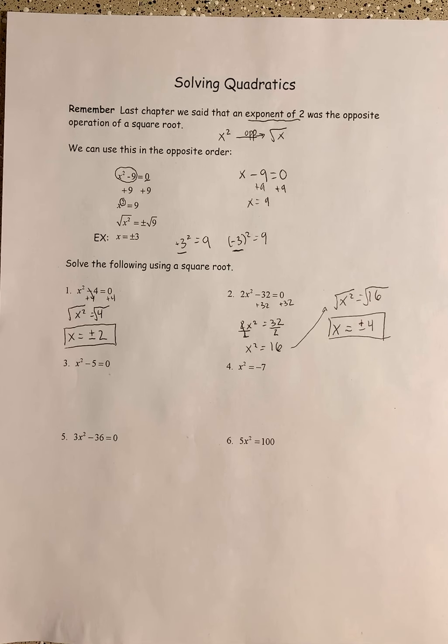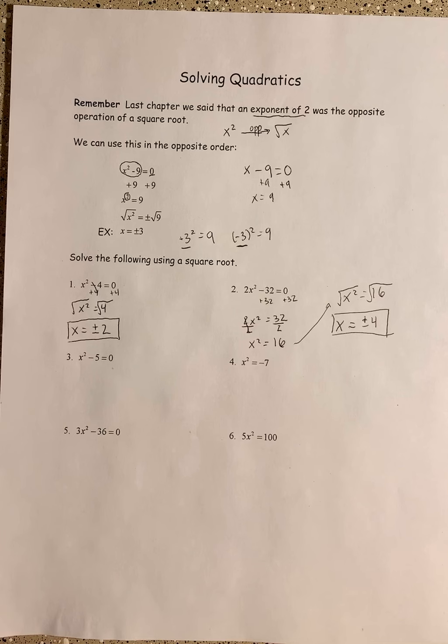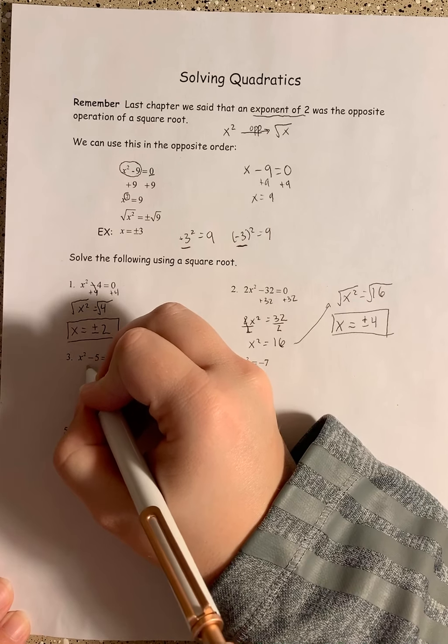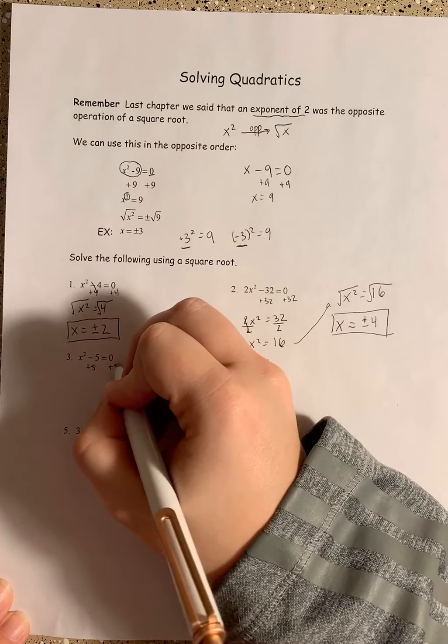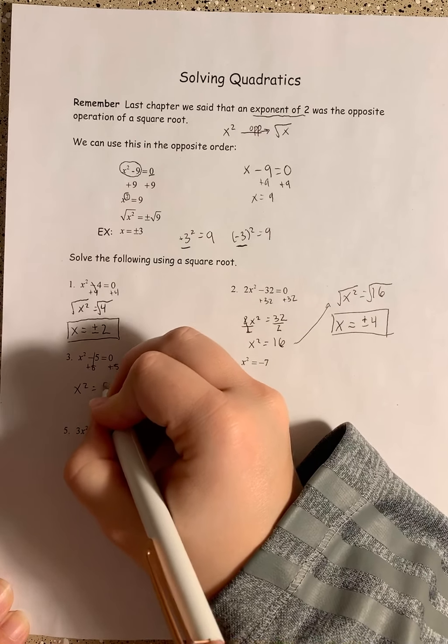Okay, all right, so let's look at number 3 because number 3 is a little bit different. We've got x squared minus 5 equals 0. So we're going to start with the same process we've been doing. You want to add the 5 over. So we're going to take plus 5, those cancel. So you have x squared equals 5.